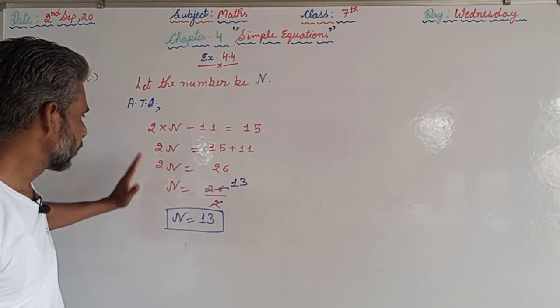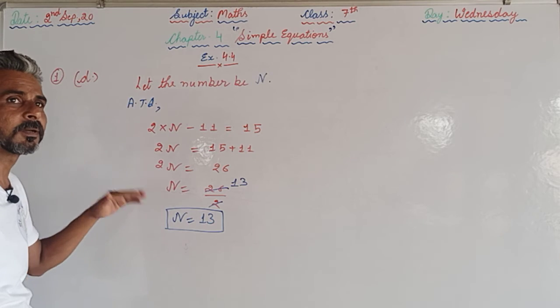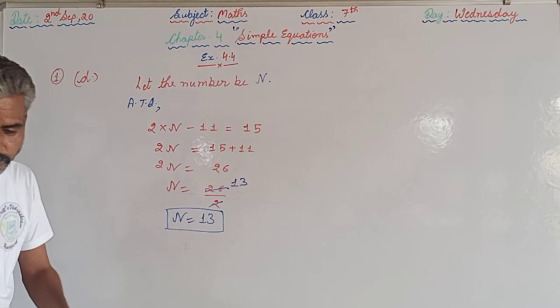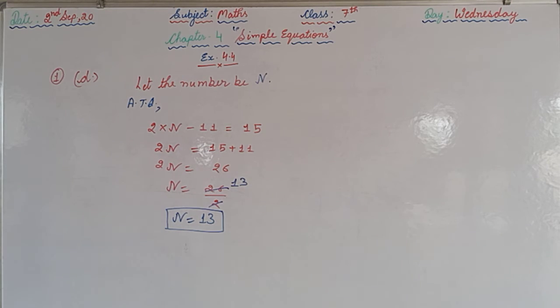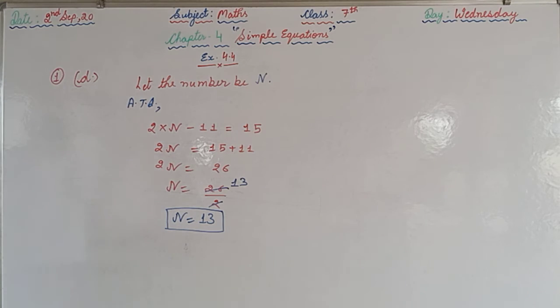If you multiply 13 by 2, 13 twos are 26. If we subtract 11 from that, 26 minus 11, we will get 15 only. So we can verify our answer as well. Using this method, you can solve the questions given as parts in question number 1 as well as question number 2. Question number 2 also, solve the following.